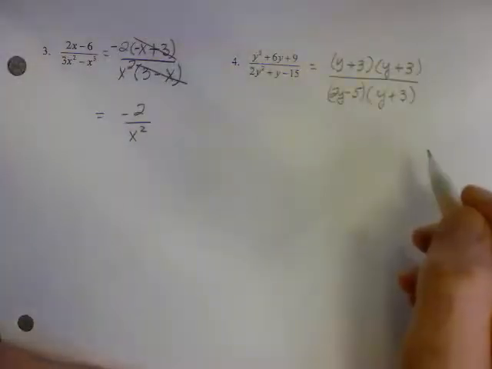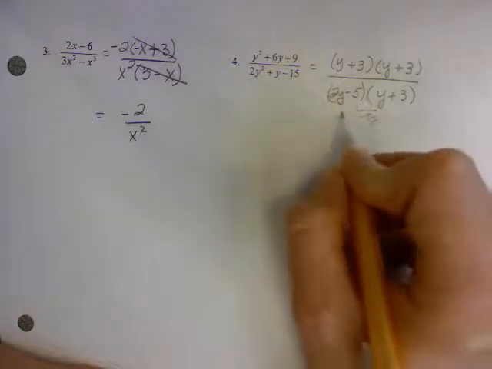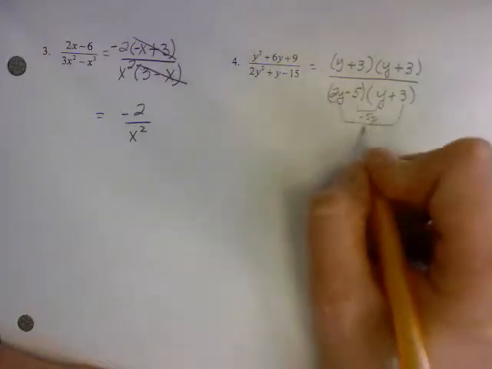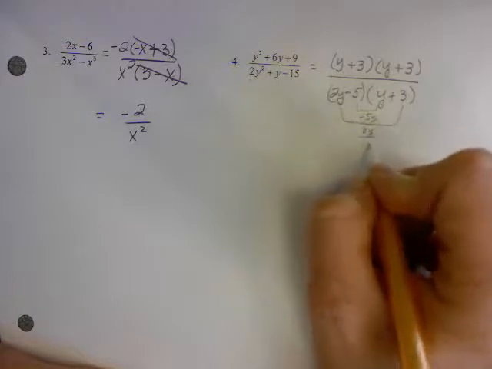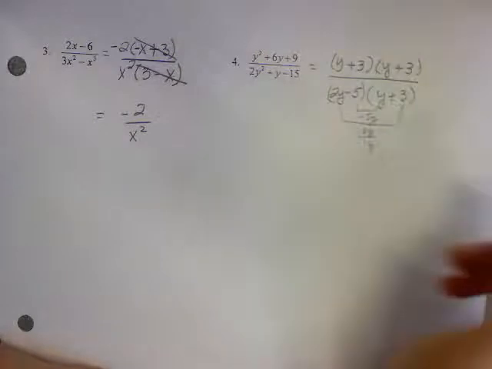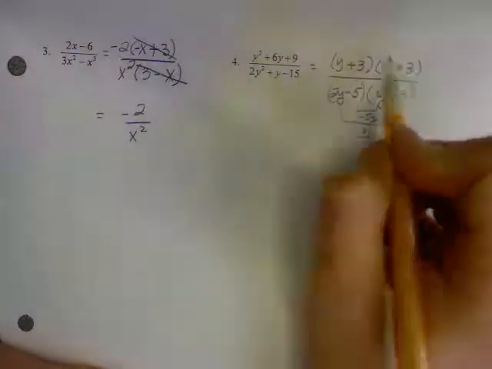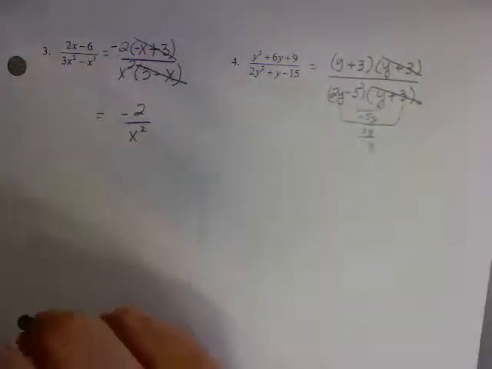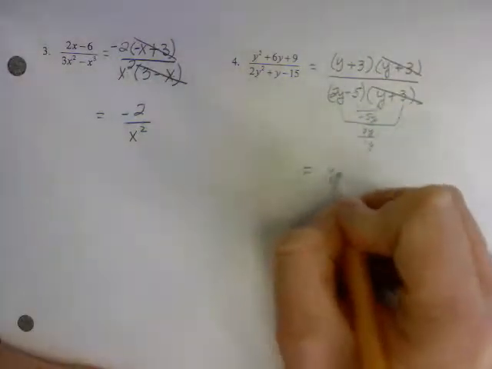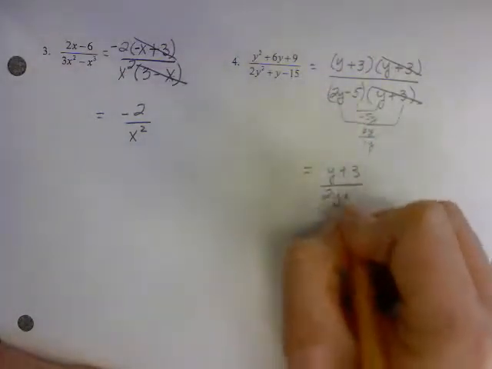So let's check to make sure this works. We get a negative 5y and a positive 6y. When we add that, we get a 1y, which is exactly what we need. So this works. Okay. We can cancel out common factors. The y plus 3 is a common factor. So the final simplified answer is y plus 3 over 2y minus 5.